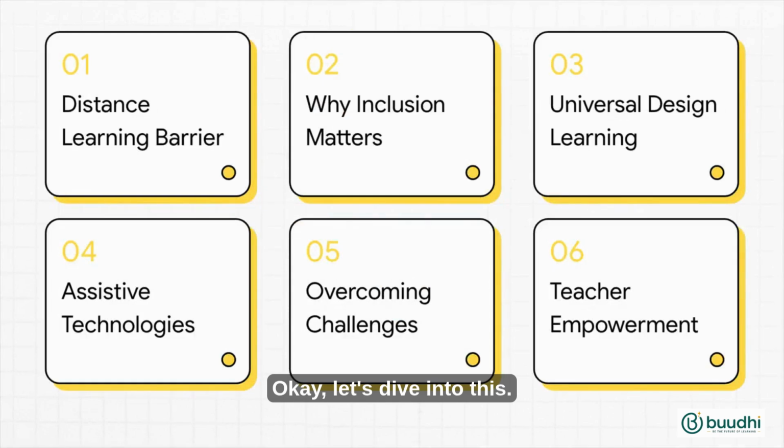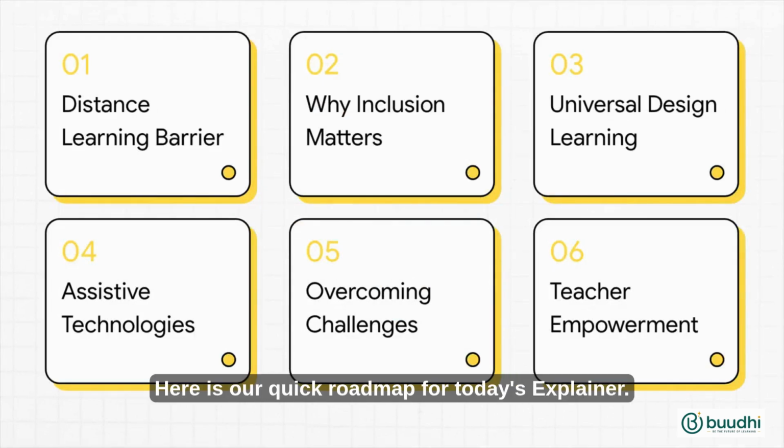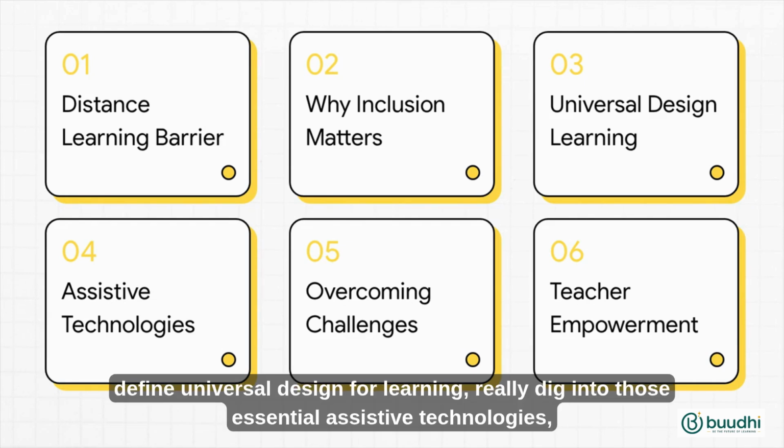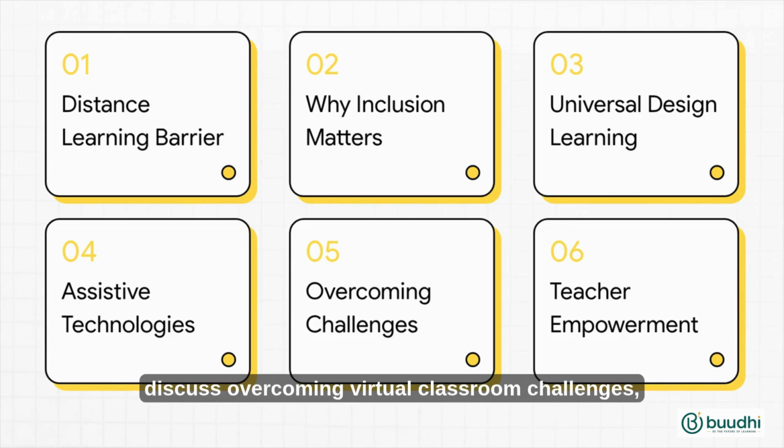Okay, let's dive into this. Here is our quick roadmap for today's Explainer. We're going to start with the distance learning barrier, explore why inclusion matters, define universal design for learning, really dig into those essential assistive technologies, discuss overcoming virtual classroom challenges, and wrap up with resources for teacher empowerment. Let's get to it. Section 1.